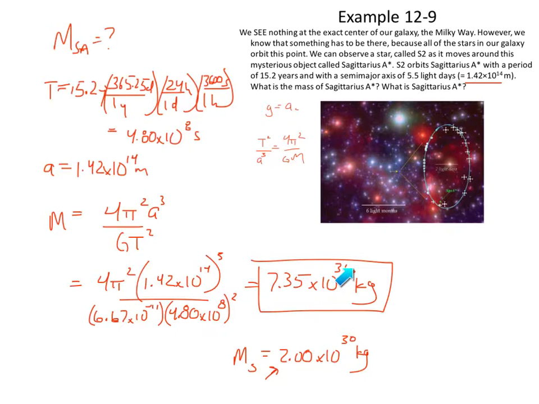So that is example 12.9, Sagittarius A, most likely a black hole, all found by using Kepler's third law.